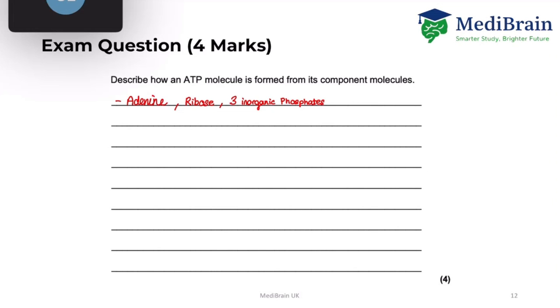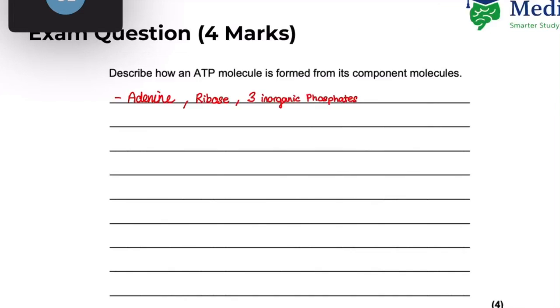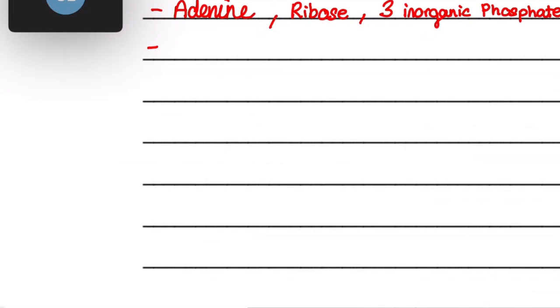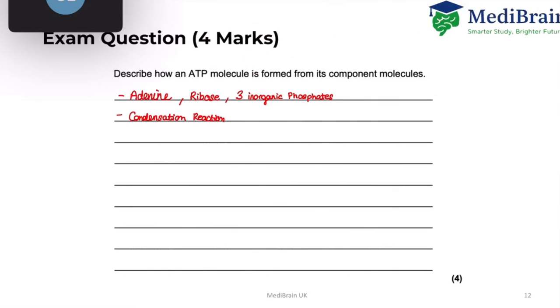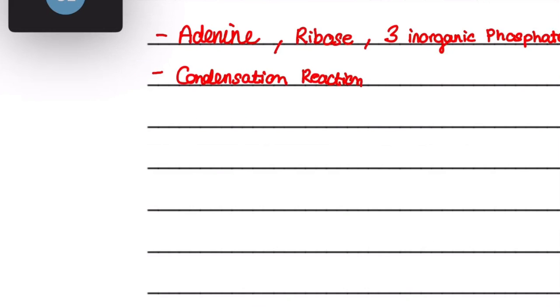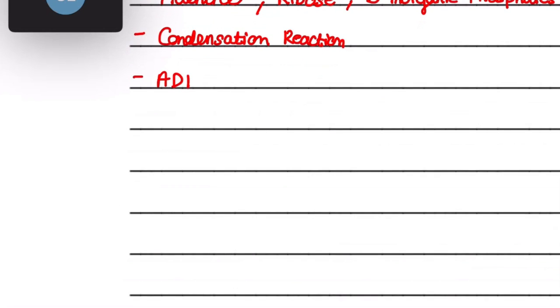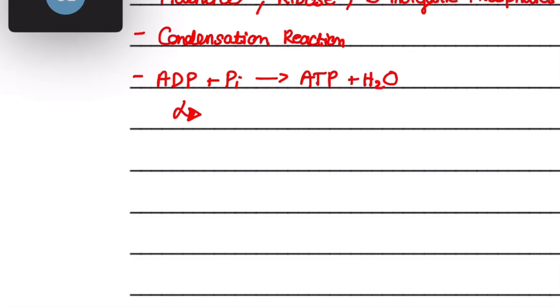And how is it formed? How is ATP formed? Well, what's the reaction? It's a condensation reaction. Where is it formed from? It's formed from ADP and Pi, in a condensation reaction to produce ATP plus water. And what enzyme? Always include the enzyme. This is catalyzed by ATP synthase.